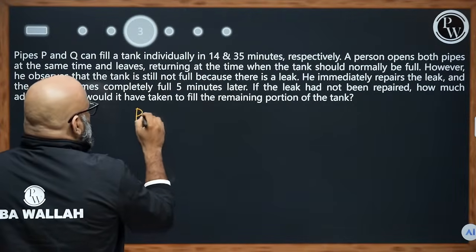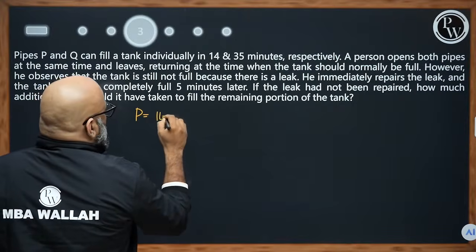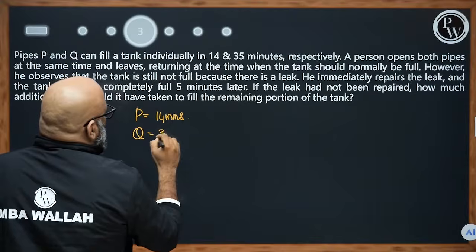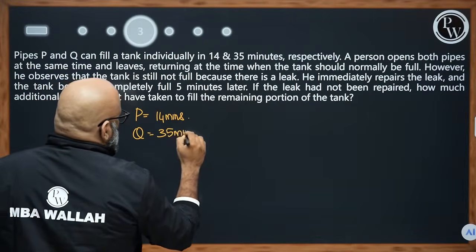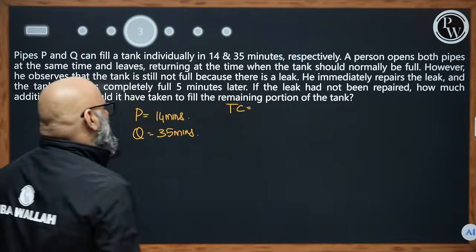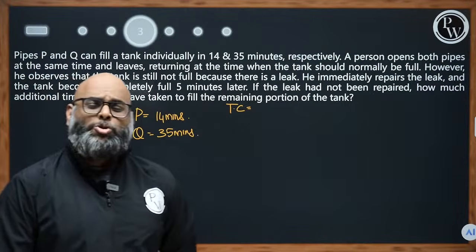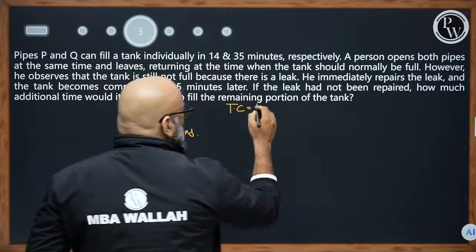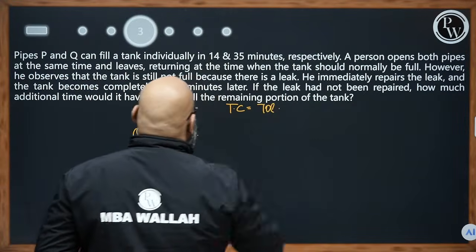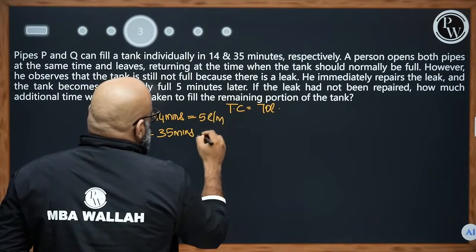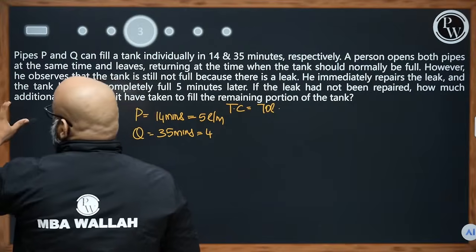P is a pipe that takes 14 minutes. Q is the other pipe that takes 35 minutes. So once again, for my total capacity, LCM of 14 and 35, 35 into 2, 70. 70 beautifully goes in 14. So 70 liters is the capacity of the tank. So this is 5 liters per minute. This is 2 liters per minute.